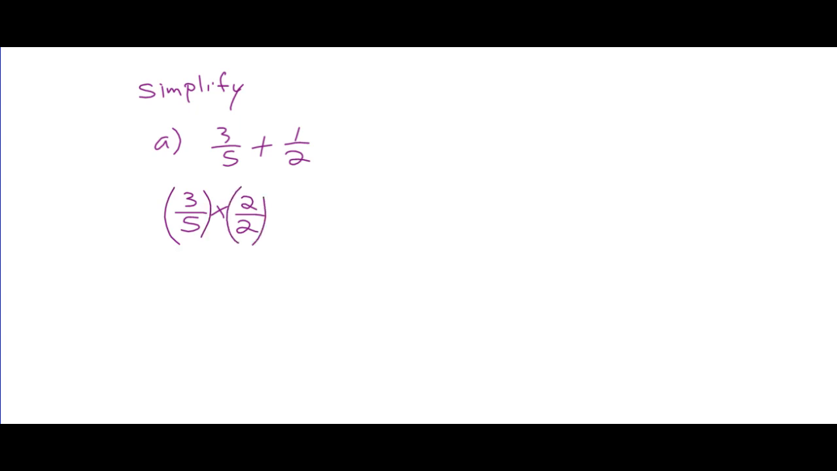So we're multiplying by 1, right? You multiply something by 1, you're not changing its value, right? 1 times anything is just the thing. But we are changing its form, right? We're changing it from fifths to tenths.